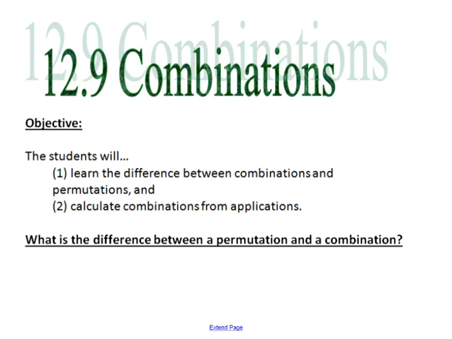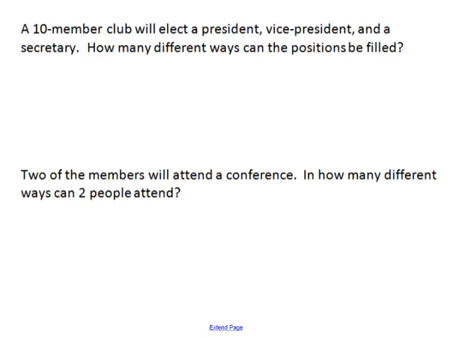And if you want to see more ways of when things do matter, you can check out the previous video, which was 12.8. All right, so let's kind of get an idea of what we're doing here. Let's say a 10-member club was going to elect a president and a vice president and a secretary. And how many ways could those positions be filled?